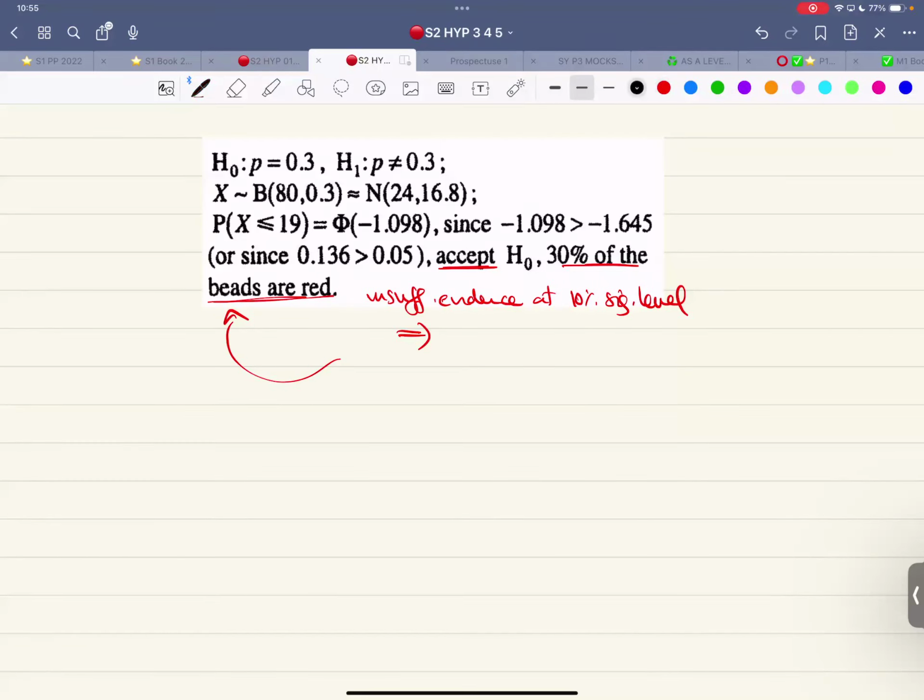So that completes the concept of binomial, Poisson, and two normal approximation. And this is all about hypothesis.